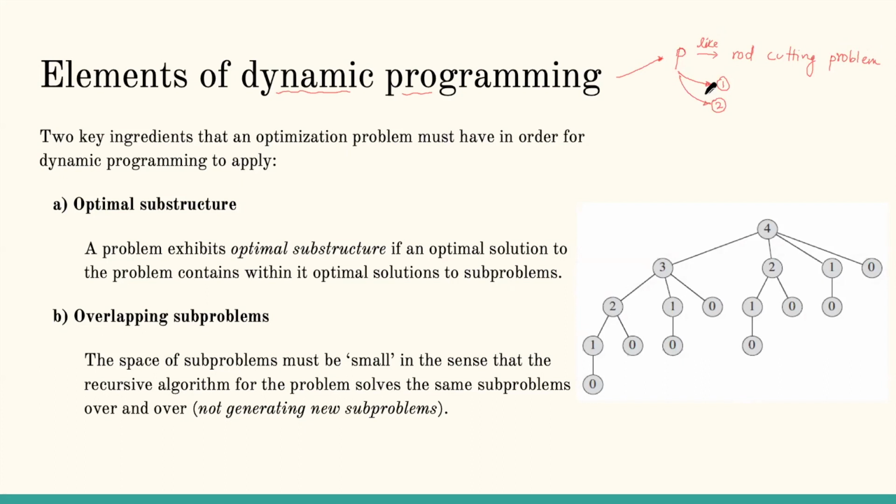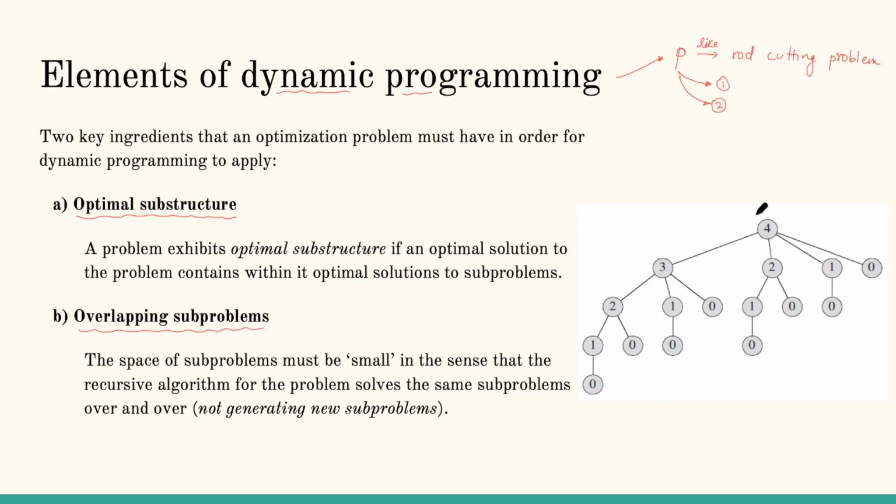The first property that this problem P must exhibit is the optimal substructure property. And the second property that this problem must exhibit is the overlapping subproblem property. So any problem P where we would like to apply dynamic programming must have these two properties in order for the problem to be eligible to apply dynamic programming.